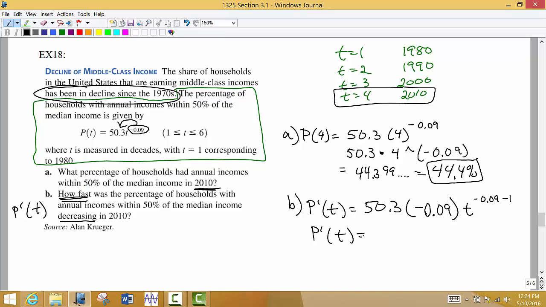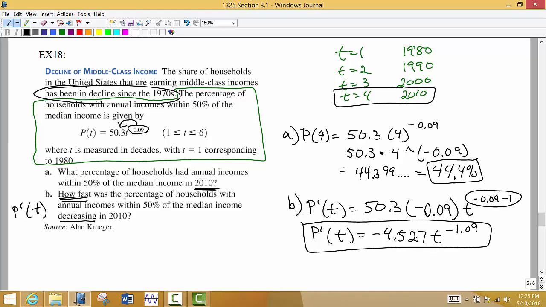Well, let's simplify that. In my calculator, that tells me I get negative 4.527 t, and then when I put the exponent into my calculator, it gives me negative 1.09 as my new exponent. Remember, it gets more negative when we take a negative exponent and subtract. So we are looking for something specific. Remember, this is the formula that tells me the slope, the rate of change at any particular x value.